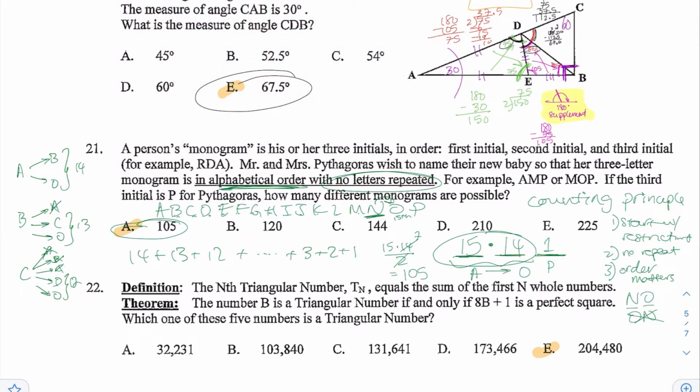So if you pair this up, from 1 to 14, there are 7 pairs of 15, because each of these would be 15. And that's the same 7 times 15 that we got. And 7 times 15 is 105.